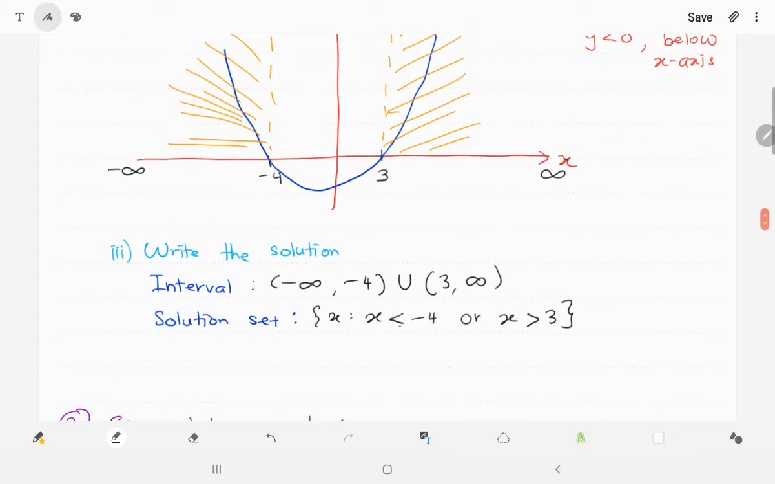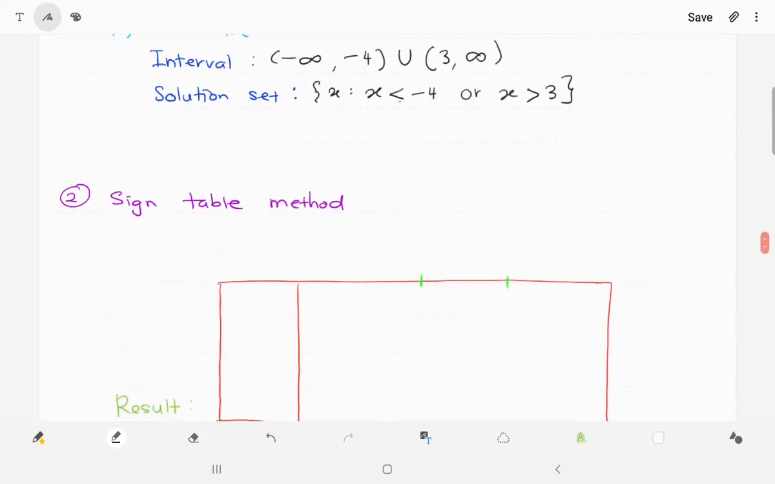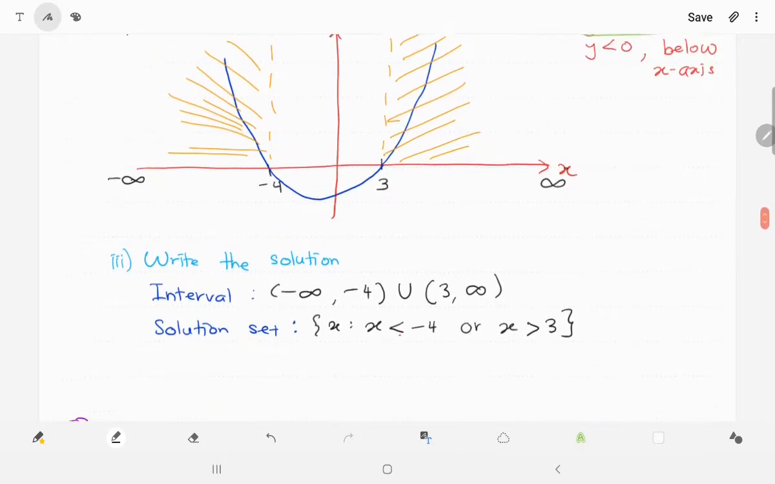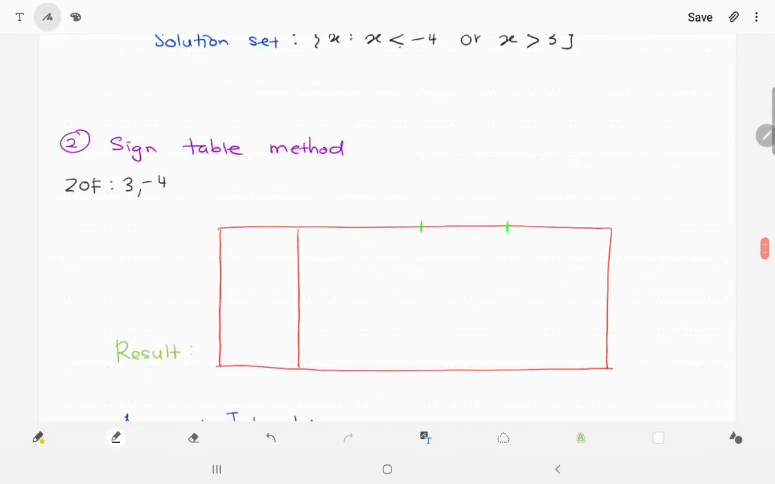Okay, so that means x less than negative 4. Clear? Now we go to the sign table. As usual, our Z or F is 3. Yes, 3 and negative 4. So I already sketched out a table, but it isn't complete yet.